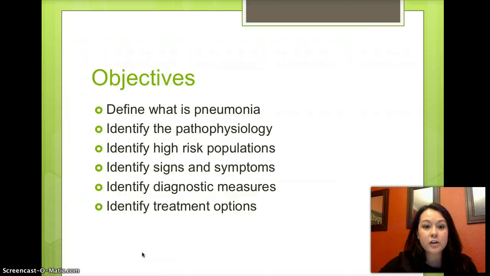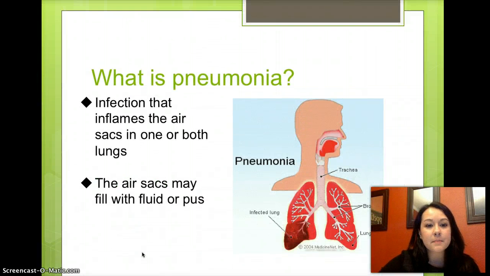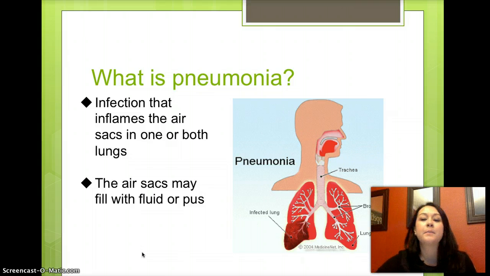Our objectives today are to define what is pneumonia, identify the pathophysiology, high-risk populations, signs and symptoms, diagnostic measures, and treatment options available. What is pneumonia? Pneumonia is an infection that inflames the air sacs in one or both of the lungs. The air sacs may be filled with fluid or pus, and there are a variety of organisms that can cause pneumonia, including bacteria, viruses, and fungi. This pneumonia can be mild to life-threatening depending on age and risk factors.